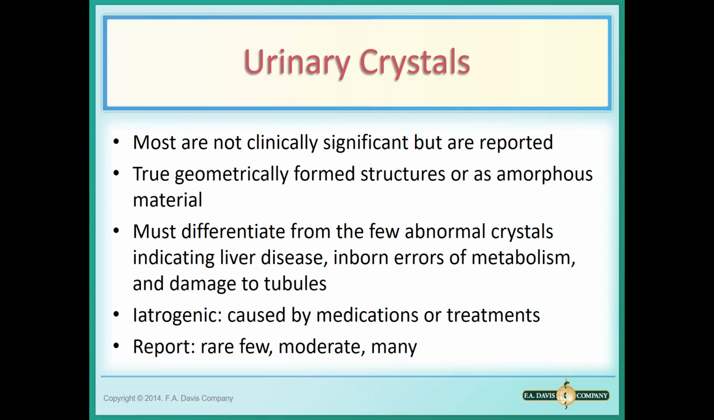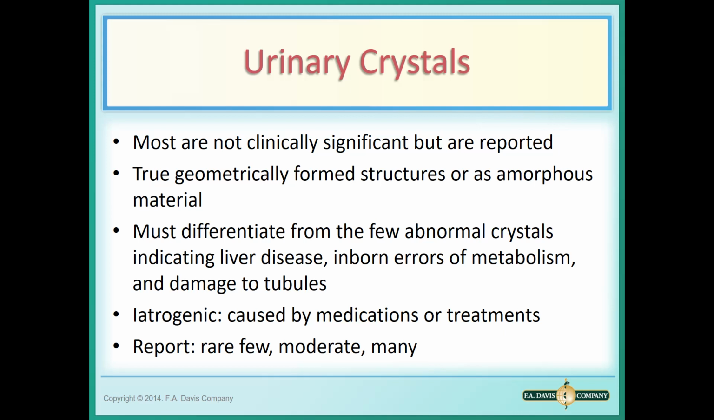Let's look at the crystals quickly, and we're almost done. Urine crystals are not typically significant, but we report them. We're going to see they have very clear geometric structures, and they are frequently seen based on pH. They form in specific pHs in many, many cases. There are a few abnormal crystals, and I'll make sure to highlight those for you, that indicate liver disease or some of the inborn errors of metabolism.